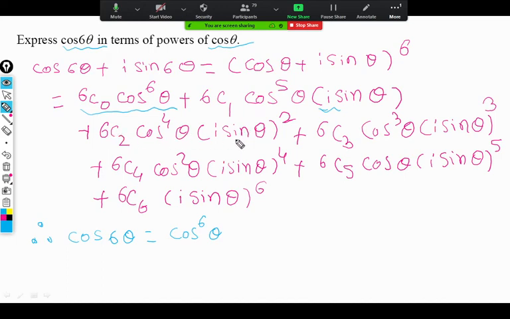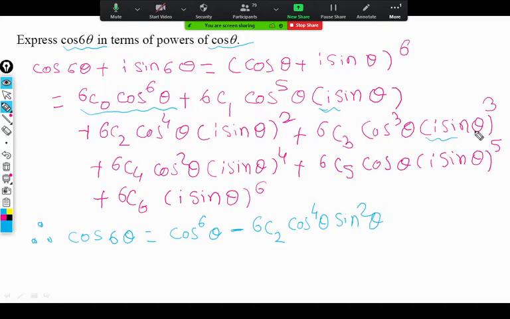Now this is a real part. But i square is minus 1. So I will give a minus sign here. Sir, all even powers will be there, sir. Yes, all even powers and there is alternate plus minus. So this is 6C2 cos 4 theta sine square theta. That is the second term.